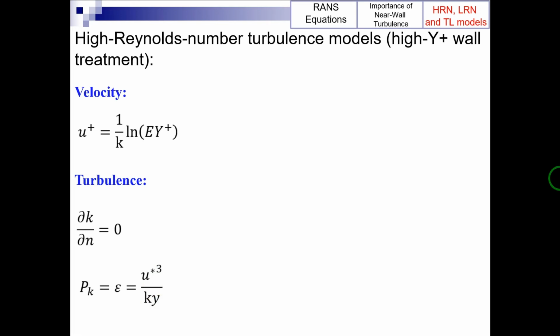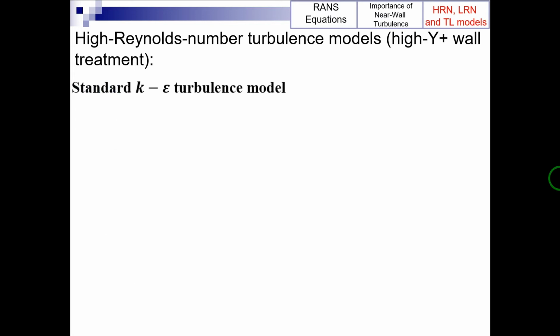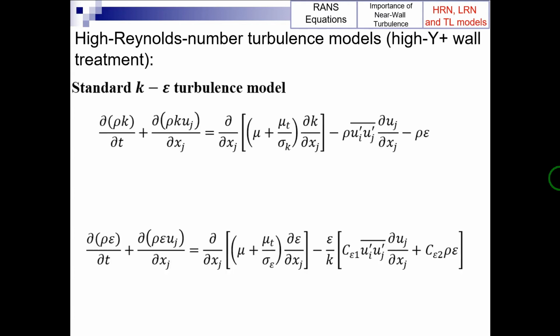As an example of these models, we can mention the standard k-epsilon turbulence model, which is the most popular turbulence model in the CFD community. This model solves two separate transport equations, one for the turbulence kinetic energy k and one for the turbulence dissipation rate epsilon, as shown here. Here is the transport equation for k and here is the transport equation for epsilon.